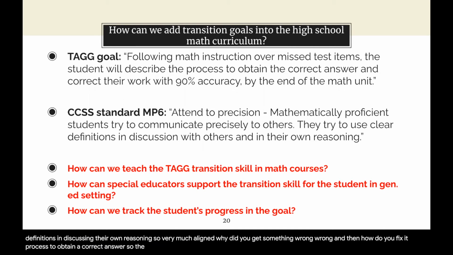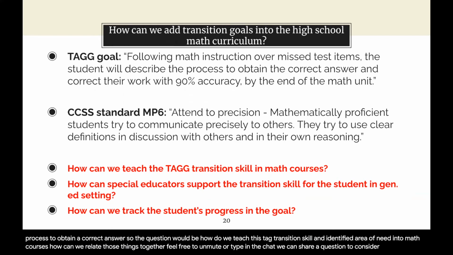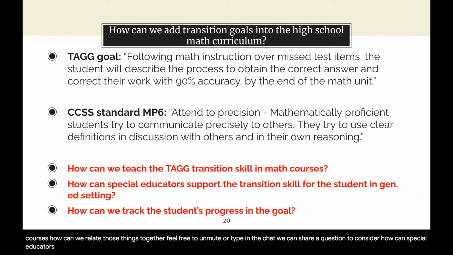So the question would be, how do we teach this TAGG transition skill, an identified area of need, into math courses? How can we relate those things together? Another question to consider, how can special educators support the transition skill for students in the gen ed setting? Same question, different way to look at it.